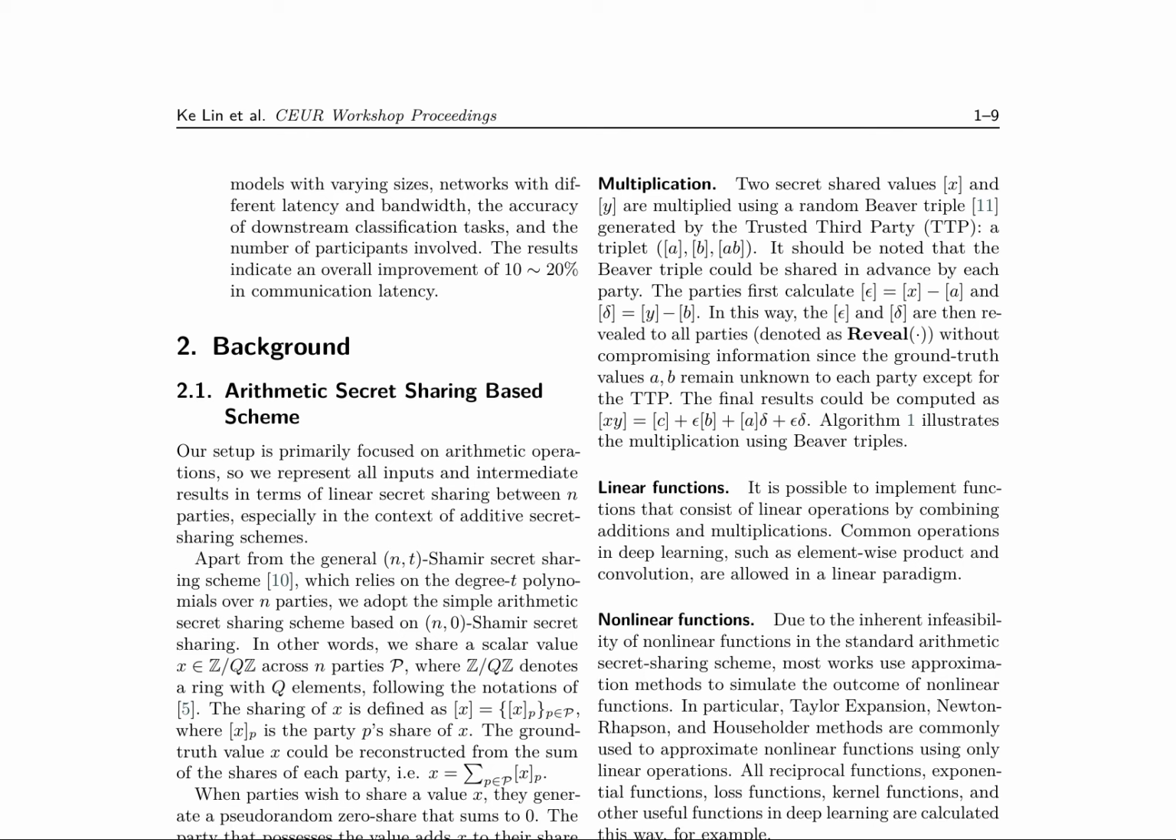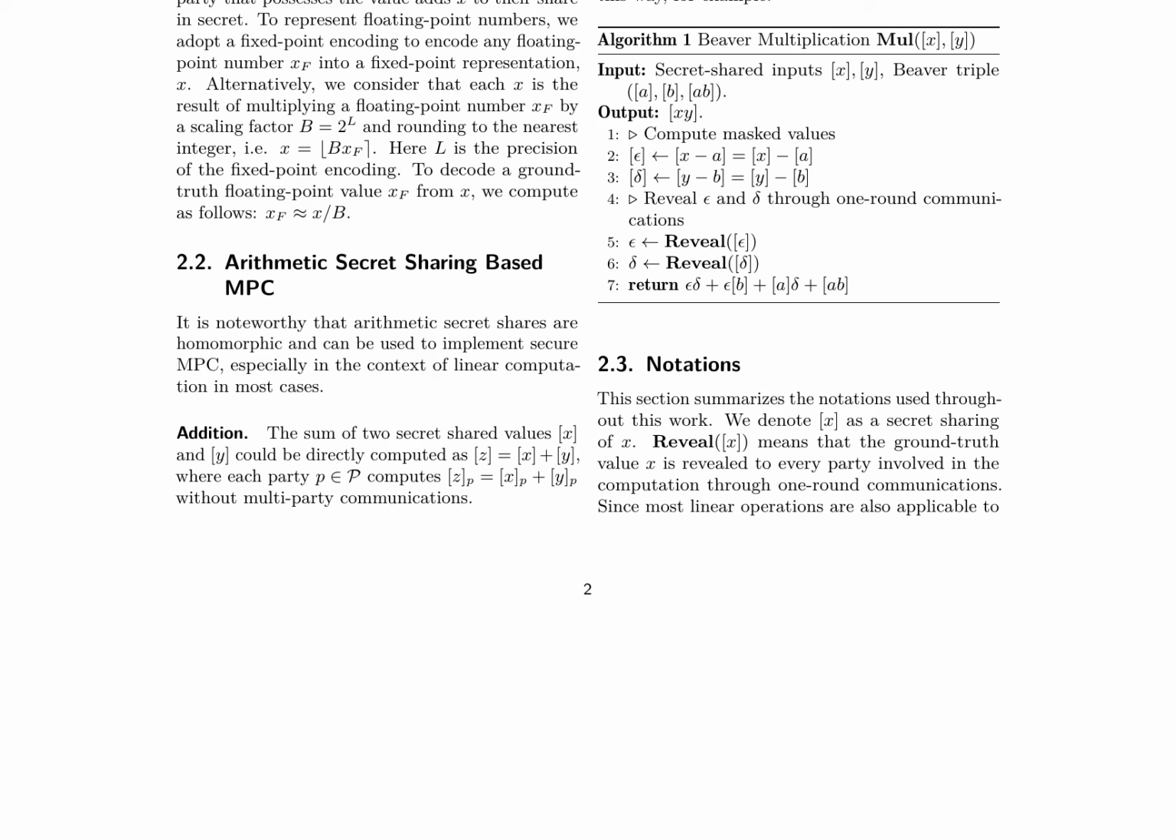The authors explain how to represent floating point numbers using fixed point encoding, where each x is the result of multiplying a floating point number x_f by a scaling factor b and rounding to the nearest integer. To decode a ground truth floating point value x_f from x, the authors compute x_f approximately equals x / b.